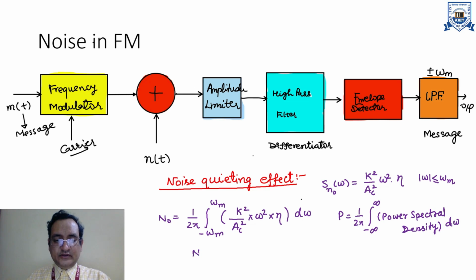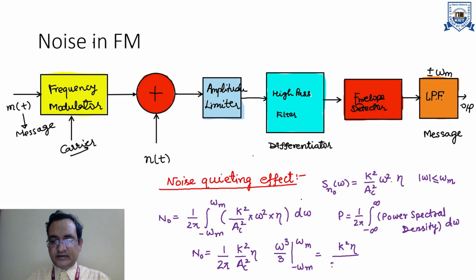Now the noise value will be equal to 1 upon 2 pi times k square eta upon AC square. You can take this out of the integral as a common term, and eta as well. So it will be omega to the power 3 divided by 3, from minus omega m to omega m. So that will be equal to k square eta divided by 2 pi AC square into omega m to the power 3 divided by 3 minus of minus omega m to the power 3.